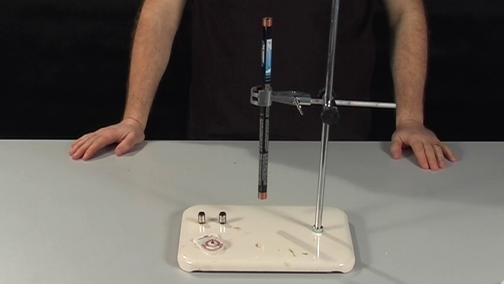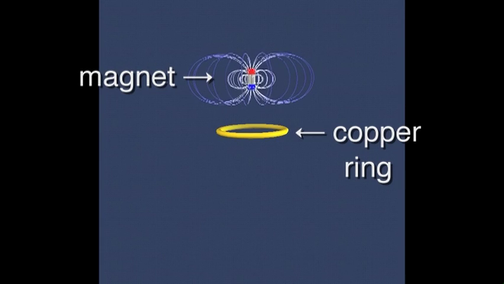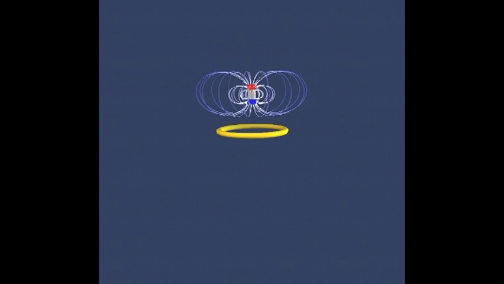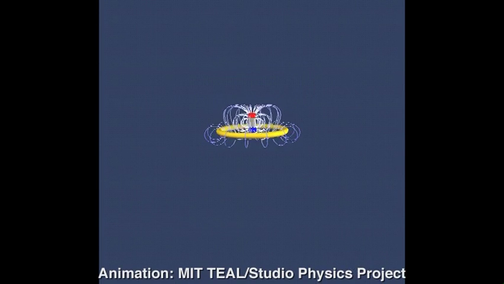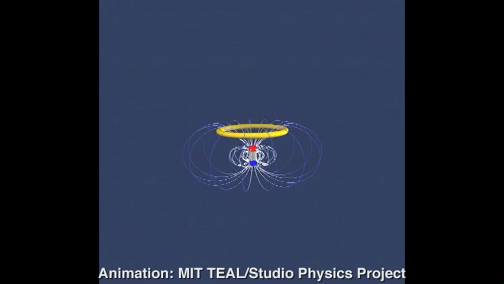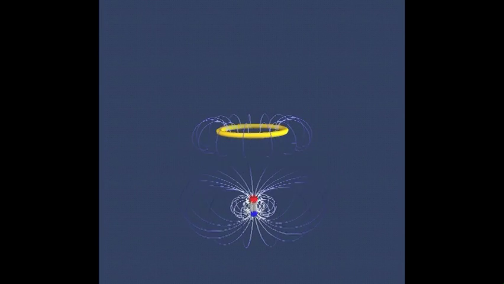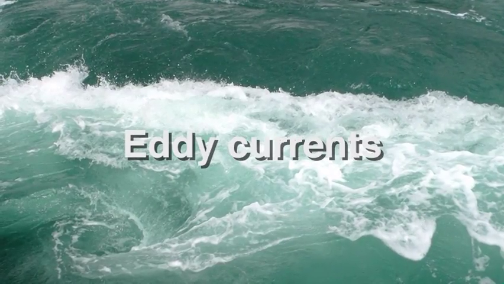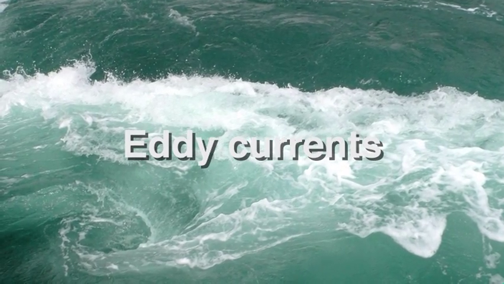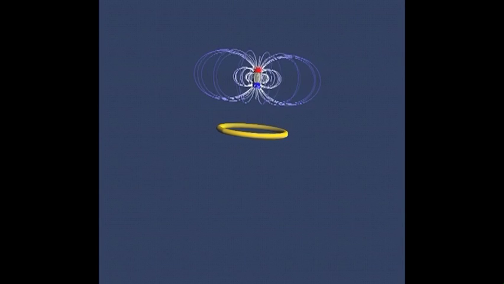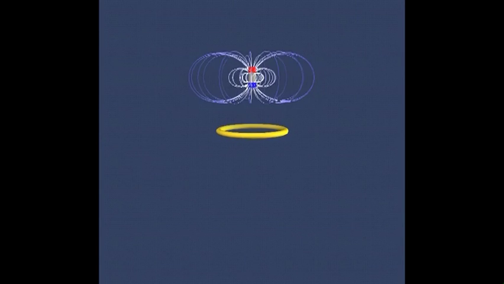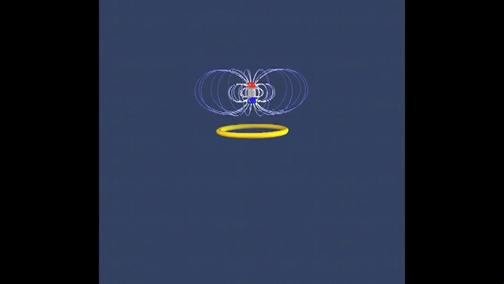Here is another demonstration of Lenz's law. Eddy currents are induced in conductors when the conductor is moving in a magnetic field or when the conductor is in a changing magnetic field. They are called eddy currents because the electric charge moves in a swirling pattern. Lenz's law predicts that the electric charges move in such a way as to create a magnetic field opposing the change. This effect is sometimes called magnetic braking.